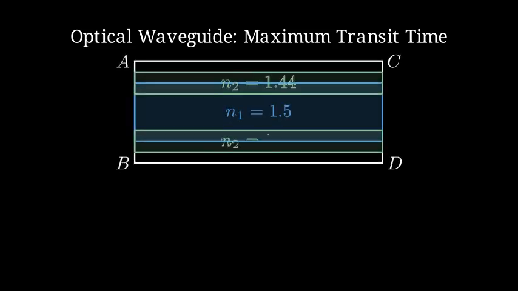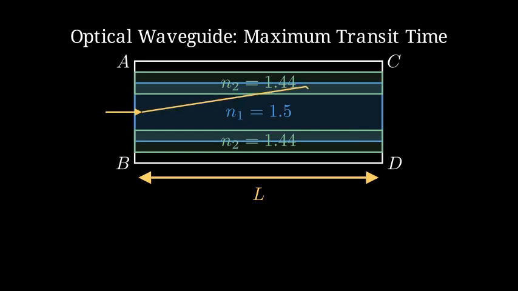We label the left end as A and B, and the right end as C and D. The length is L. We want the maximum time for a ray to reach the right end. To stay inside the core, the ray must satisfy total internal reflection at the top and bottom boundaries. That happens only when the incidence angle is greater than or equal to the critical angle. The critical angle satisfies sine theta c equals n2 over n1. The longest path happens when the ray is exactly at the critical angle.